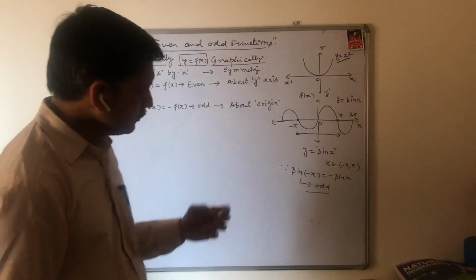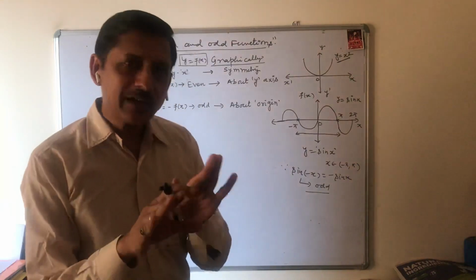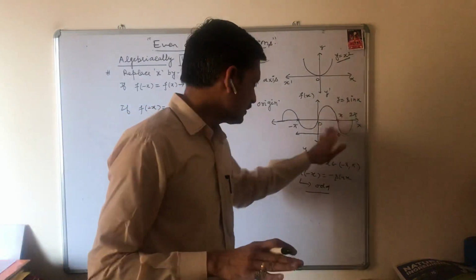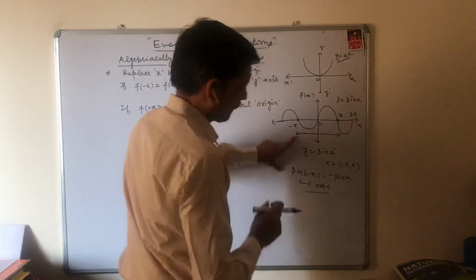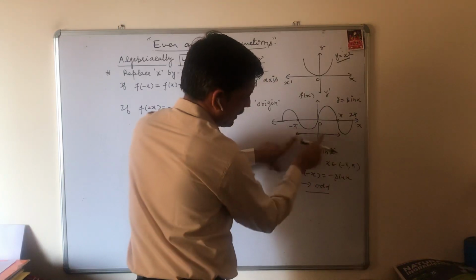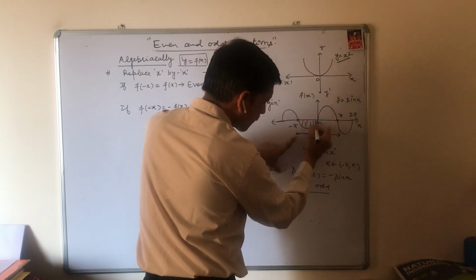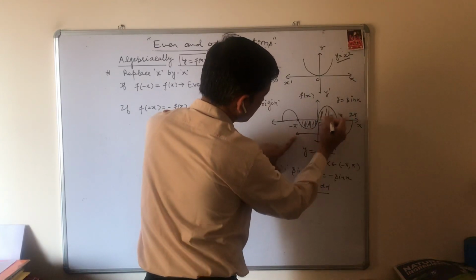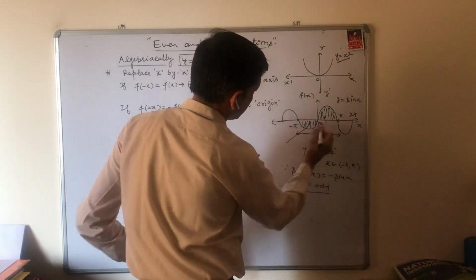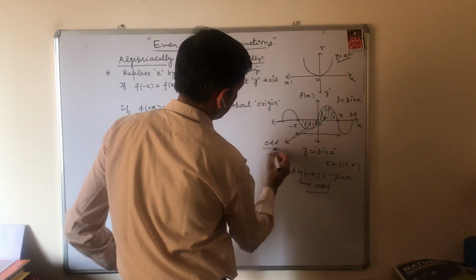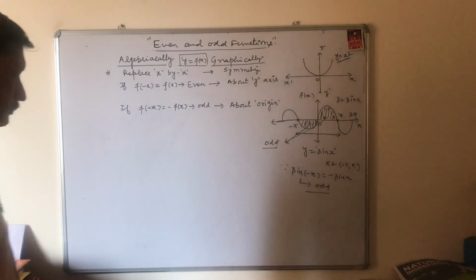Now, if its graph is given, how to identify whether this function is even or odd? Please look at the graph between minus pi to pi. It is symmetrical about the origin. And this symmetry shows that the function is an odd function. This is a very simple concept.